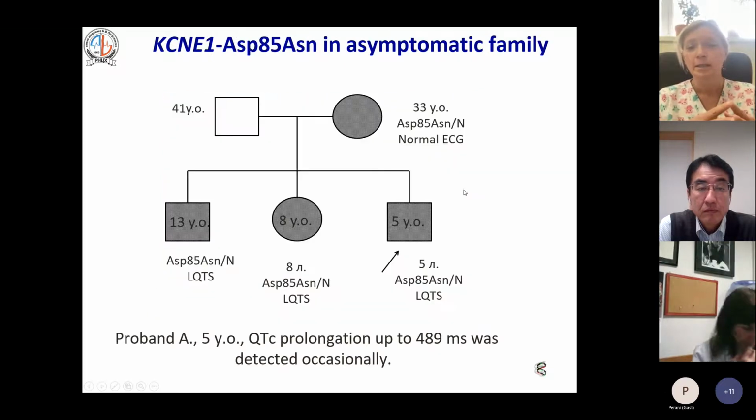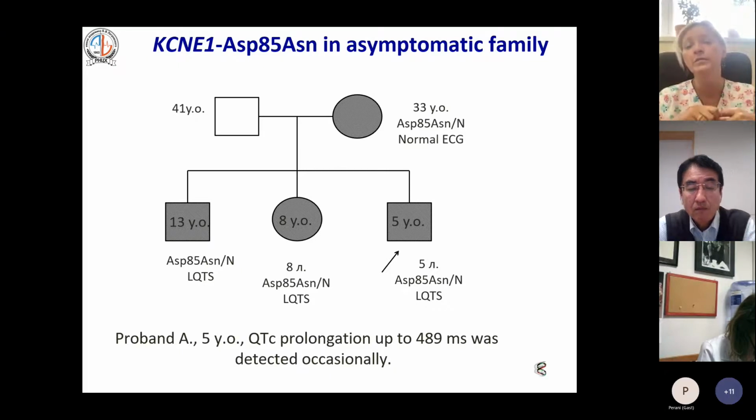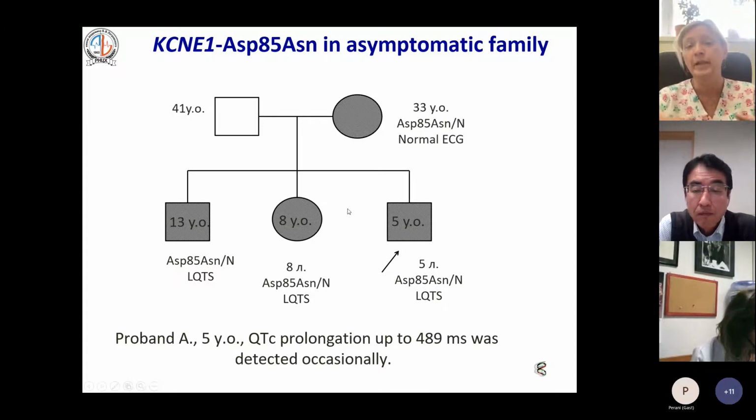Next one, please. And here another variant, also with the same story, too common to be classified with a high score, but clinically significant, with a lot of experiments published. It was shown that this variant decreased potassium channel function, and in this asymptomatic family, the whole family was found only after DNA diagnostics of a young proband of 5 years old, and QTc prolongation was found just during prophylactic ECG screening before elementary school. And next one.